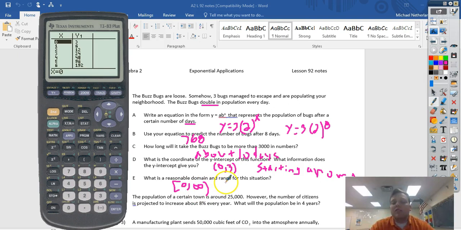Now, range is number of bugs. And I would ask you again, can you have a negative number of bugs? No. But what was my starting number of bugs? 3. So I would just say from 3 to infinity. Okay? I apologize for that. All right, let's move on to our next example.